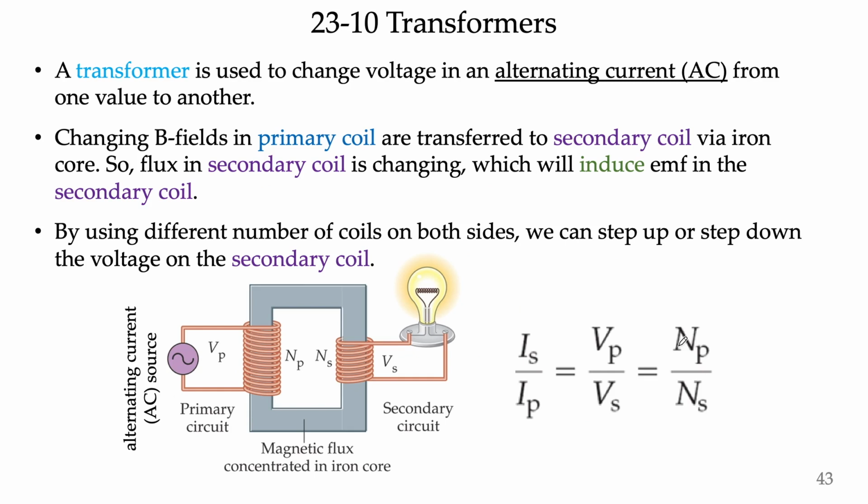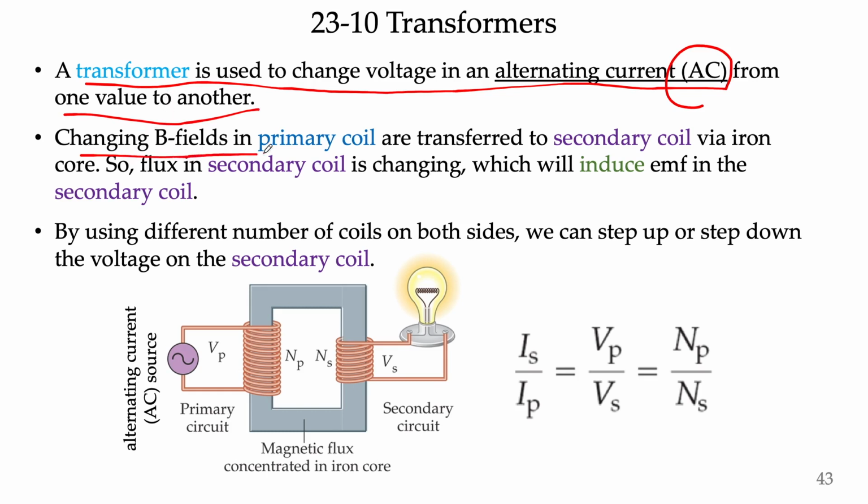Okay, now the transformers. A transformer is used to change the voltage in an alternating current. That means they are only used with AC current, not DC. So you cannot use a transformer with a battery. It should be AC current. If you want to change the voltage or the current from one value to another, then you would use a transformer. Okay, so the changing B fields in the primary coil.